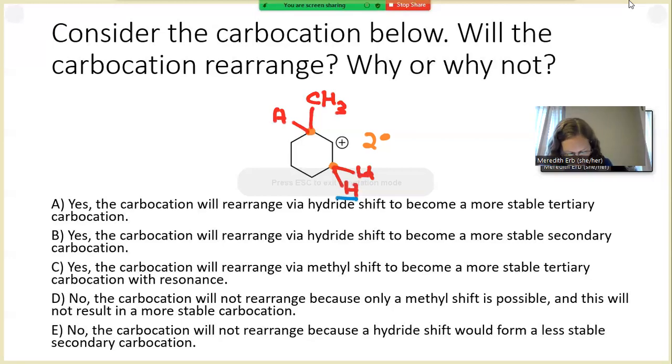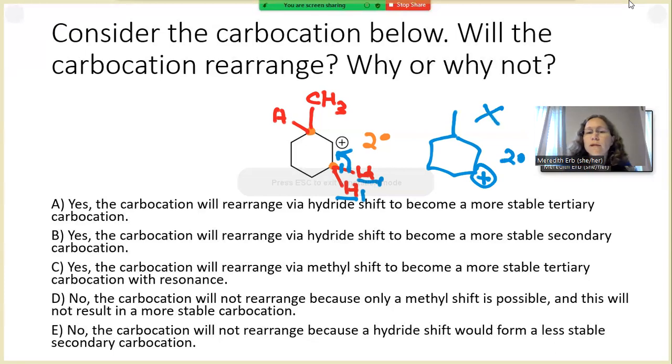First, let's try the hydrogens over here on the right. We'll call these hydrogen 1s. It doesn't matter which one we switch, it would still make the same carbocation. So if we moved one of those over, then we would create a carbocation that looks like this. This is still a secondary carbocation. So that one's not going to happen because we don't increase the stability of our molecule.